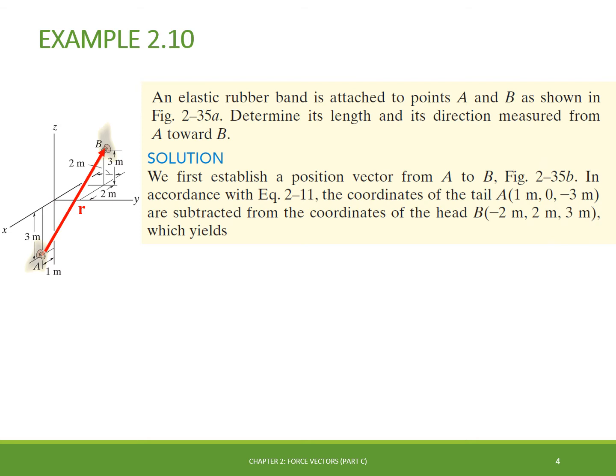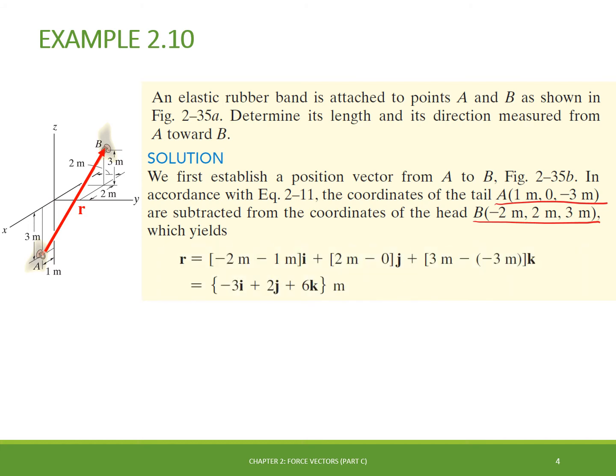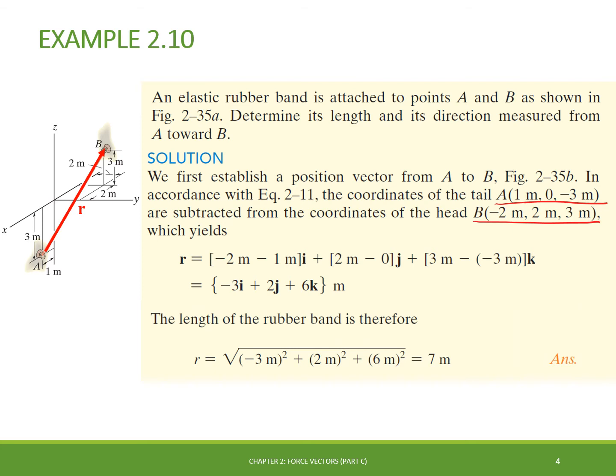First, we need to get the position of each point from the coordinates given in the problem. For point A, we have 1 meter along the positive x-axis, 0 meters along the y-axis, and 3 meters along the negative z-axis. For the point B, we have 2 meters along the negative x-axis, 2 meters along the positive y-axis, and 3 meters along the positive z-axis. Then, by using the general formula provided in slide number 2, we can calculate the distance vector between the points A and B, which has this form in the Cartesian notation.